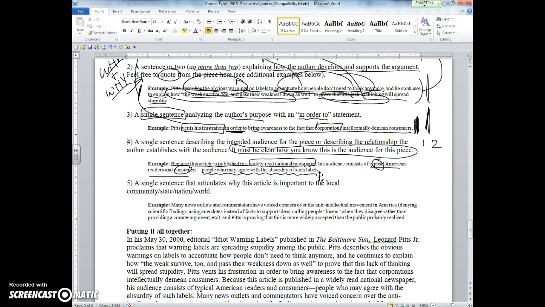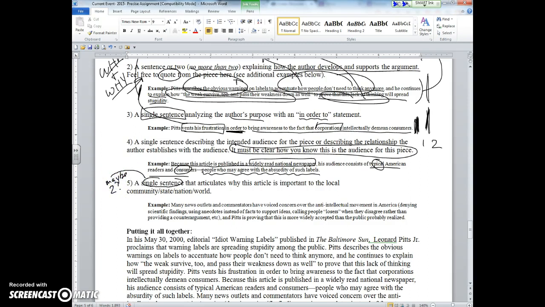So I need to identify who or what is the audience, and how do you know it's the audience, right? And then finally, the last sentence, and it says a single sentence. I'd be okay if you fudged it into 2 sentences. Maybe 2?